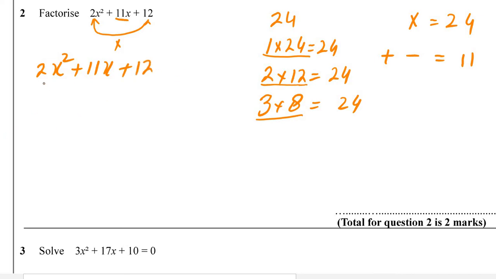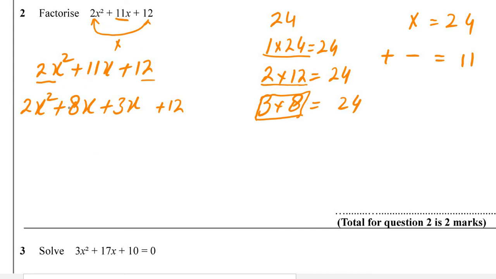So the first one and the last one stay as they are. I'm going to write down 2x squared, plus 12, or you can write it at the end as well. Now I'm going to write down 11. I got this pair 3 and 8, so this is our pair. So I'm going to write plus 8x. You can write plus 3x first as well, it's up to you. You can check, plus 8 plus 3 makes 11.